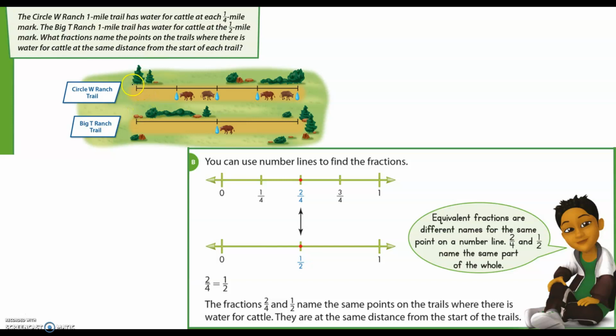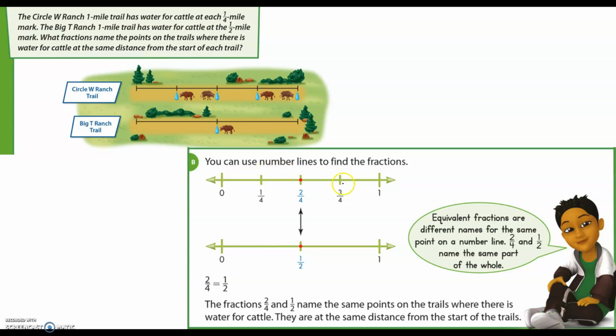There's the Circle W Ranch Trail, and it's showing where the water stops are. So we've got 1/4, 2/4, 3/4, and 4/4, or the whole mile. And then the Big T Ranch Trail has one at 1/2 of a mile.